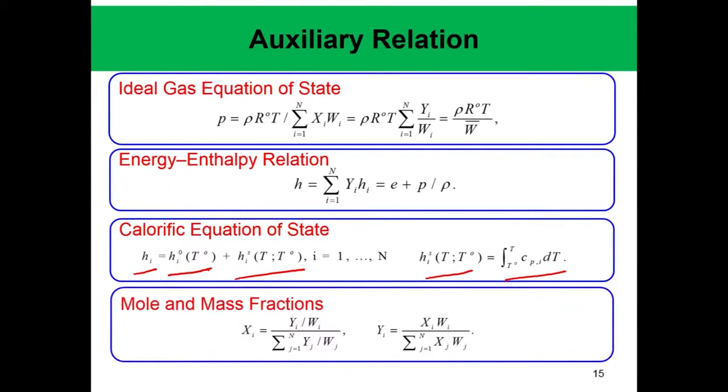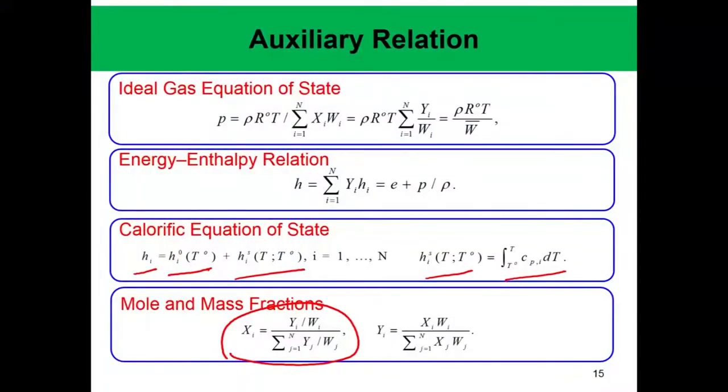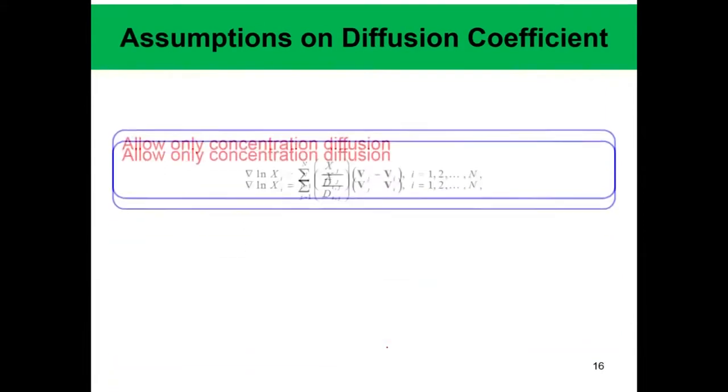Okay, and then of course, we frequently need to convert between mole and mass fractions, because the species equation is given in terms of mass fractions, whereas your reaction rates are written in terms of mole fractions. So, here is how you convert: xi is equal to yi divided by wi, divided by the summation over j equal to 1 to n of yj by wj. This is how to convert from mass fraction to mole fraction. Alright, so these are the things.